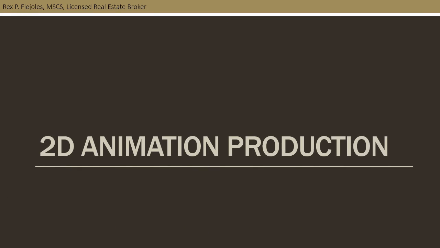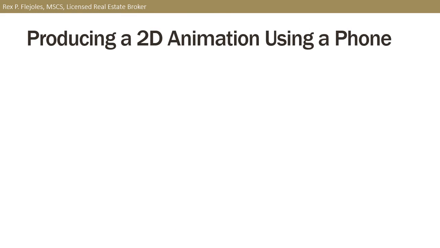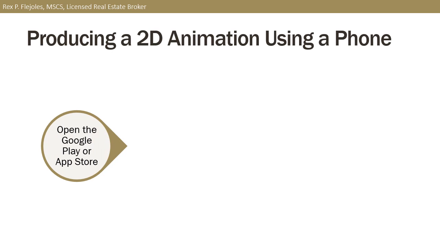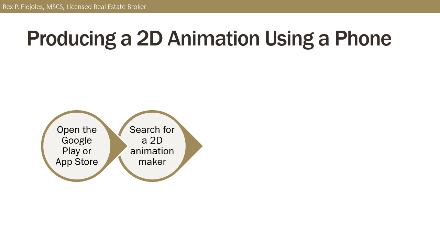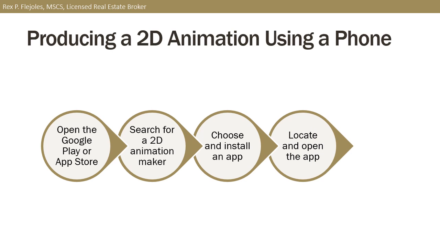Moving on, let's proceed to producing a simple 2D animation. Since not everyone has a computer to use, we could explore our phones to create 2D animation. The following are the things that you need to do. Open the Google Play or App Store. Search for a 2D animation maker. Choose and install an app. Locate and open the app. And create a project.